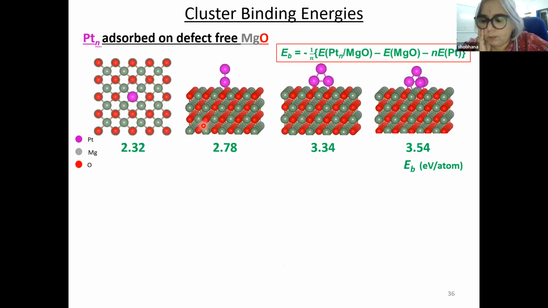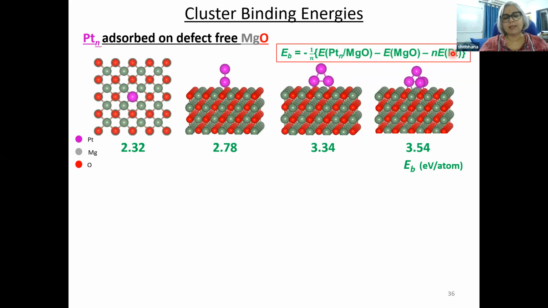So let me first show you some simple results for the cluster binding energies. The cluster binding energies are obtained using this formula. I've shown examples of platinum clusters adsorbed on defect-free MgO. I'll mostly show you results for platinum, but at various points I will stop and compare with results for other elements. So this is the N-atom platinum cluster on MgO minus the bare MgO substrate support minus those many atoms of platinum in the gas phase.